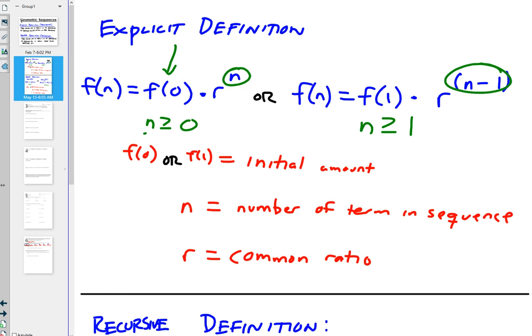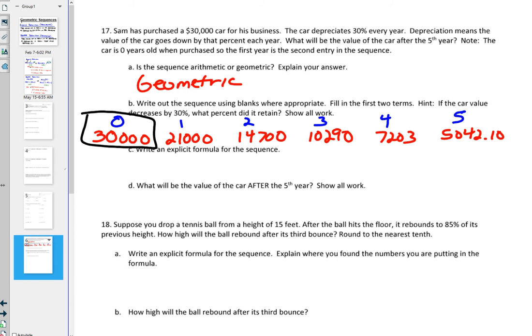1. And since you're our leader, you could decide, do you want to use the 30,000 as the first amount, or do you want to use 21,000? 30,000? Okay, so if we want to use 30,000, we can say the amount after some time is equal to 30,000 times, what's the common ratio? 0.7, but now just to the power of n.